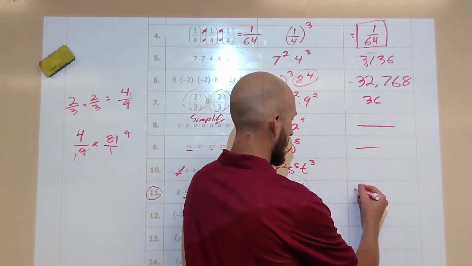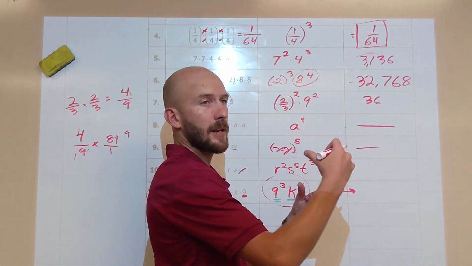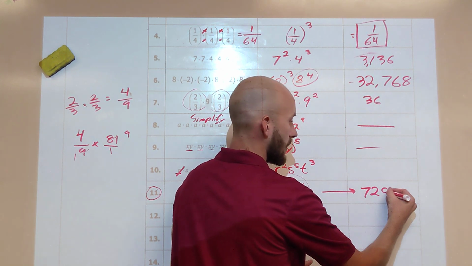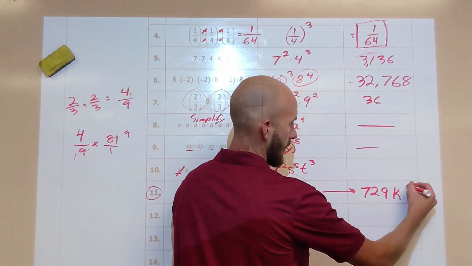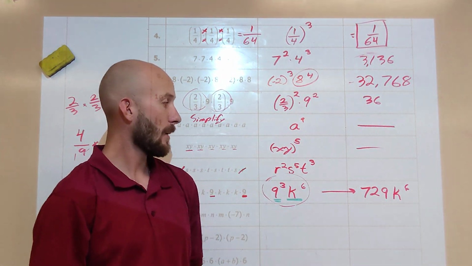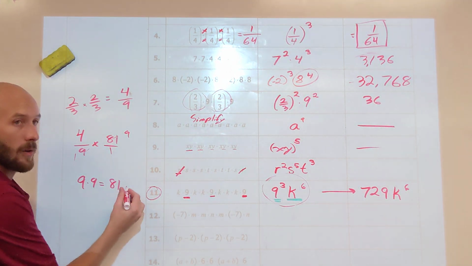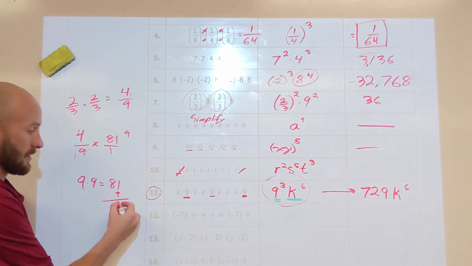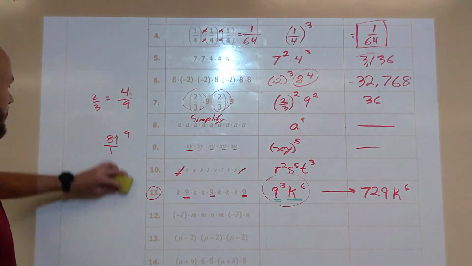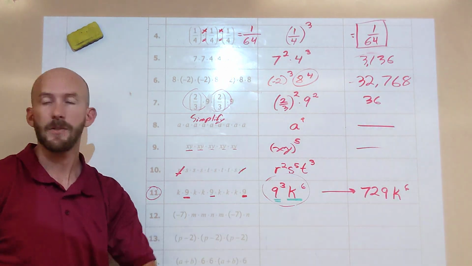729. So over here, I'm just simplifying it. I'm not going to get a complete answer, but I know it's going to be 729 times K to the 6th. 9 times 9 times 9 is 729. Because, think about it. 9 times 9 is 81. If I take that times 9, you get 729. Yeah, exponents can get big really quick, especially when you have a big number as a base.